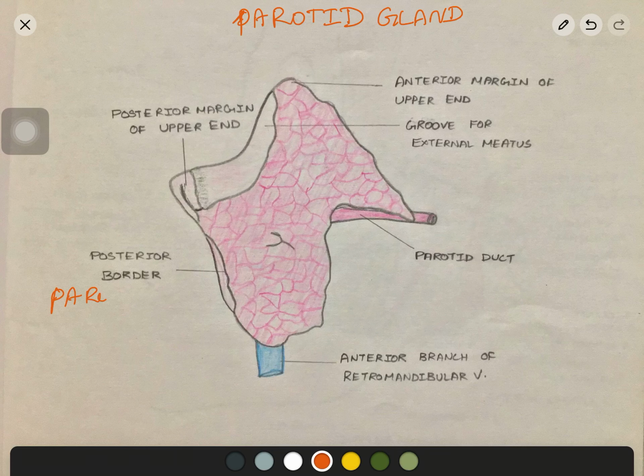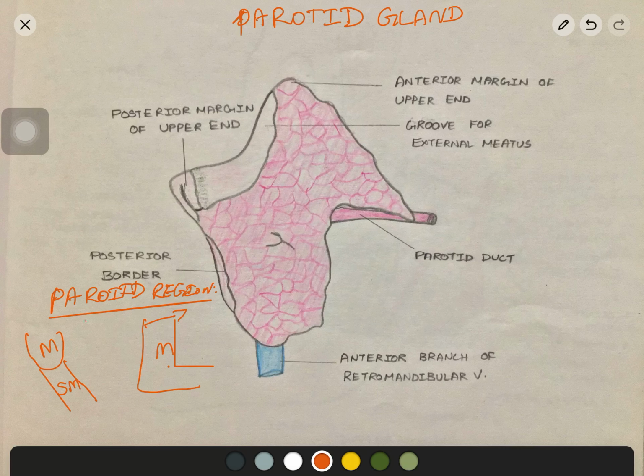Before we start with the parotid gland, we have to know about the parotid region. Parotid region is a fascia-lined space, which forms the mold or bed for the parotid gland. You see the boundaries of the parotid region: in front, the posterior border of the ramus of the mandible. So this is the mandible and this is the posterior border of the ramus of the mandible.